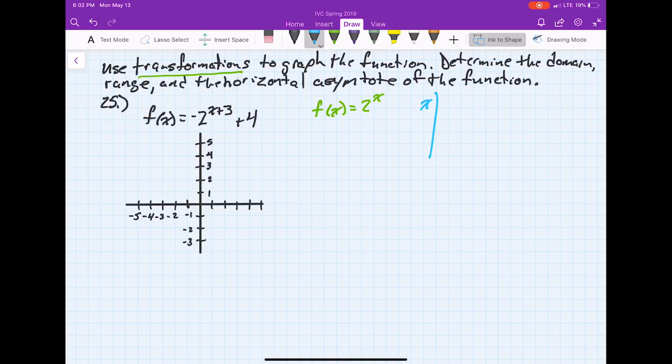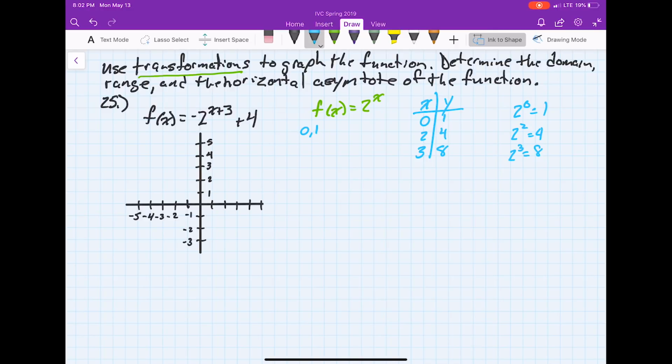So in a normal function, we'd have x and y's. Let's just choose some easy ones, 0, 2, and 3. So if we plugged in 0 to this regular function, we'd get 1. If we plugged in 2, we'd get 4. If we plugged in 3, we would get 8. So those would be our standard points for this type of exponential equation.